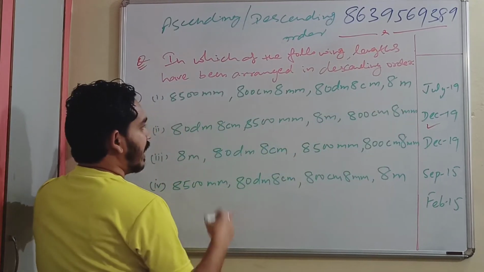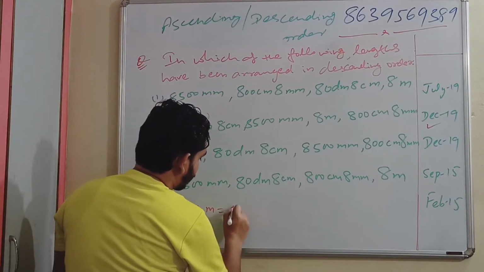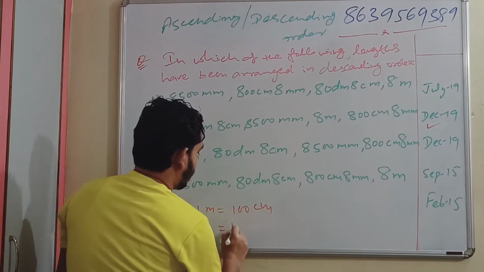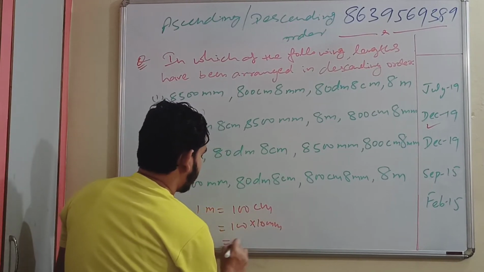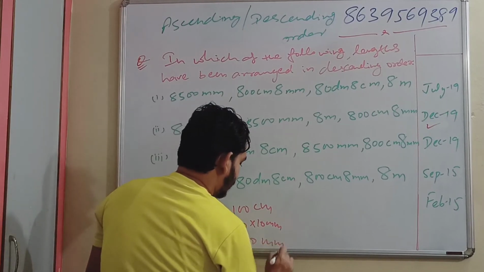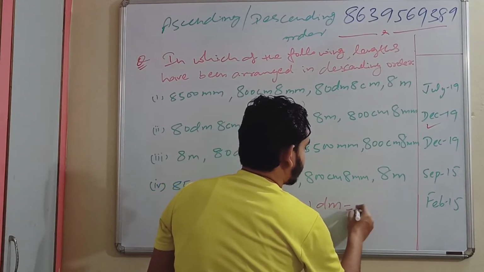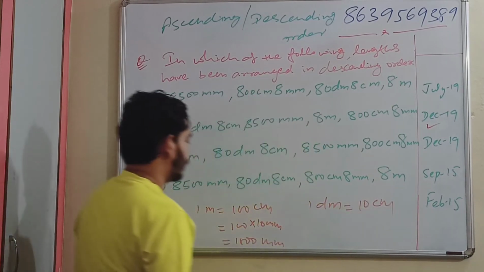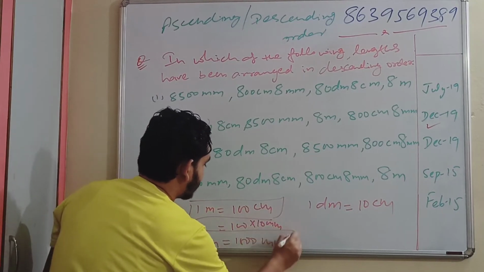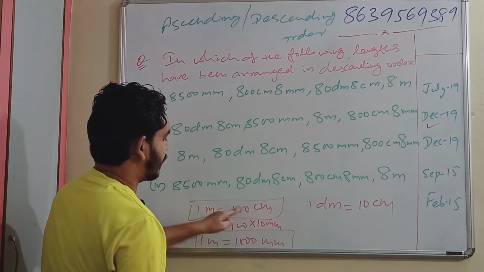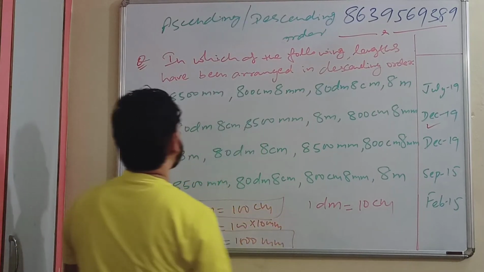What we need to do is arrange in descending order. For that, we need to know that 1 meter is equal to 100 centimeter. Now centimeter is 10 millimeter, so 1 meter is 1000 millimeter. Then 1 decimeter is equal to 10 centimeter. So 1 meter is 100 centimeter as well as 1000 millimeter. The difference is in centimeter and millimeter. 1 decimeter is 10 centimeter.